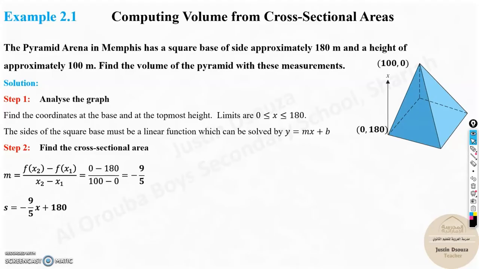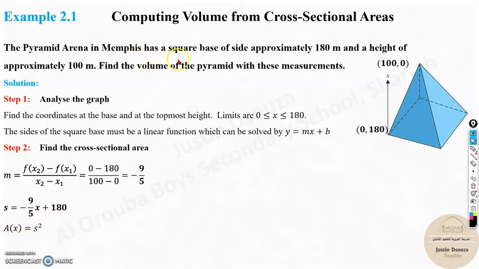Next, what would be the next thing? Area A of x is equal to s squared. This is the given equation. That is the side. Sorry, this is not the given. This is the side. Over here, A of x is required to be used in the formula.